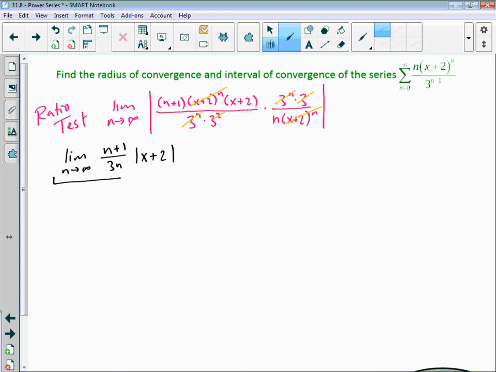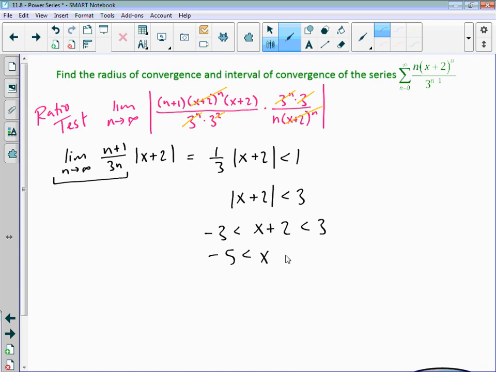What is this limit? 1/3, so we get our 1/3 absolute value of x plus 2, and that has to be less than 1. So then if we get that 1/3 out of there, we'd multiply by 3, so then we know absolute value of x plus 2 has got to be what? Just smaller than 3 there. And then, yep, we can put it right in between -3 and 3. Subtract 2, and we get -5 and 1.